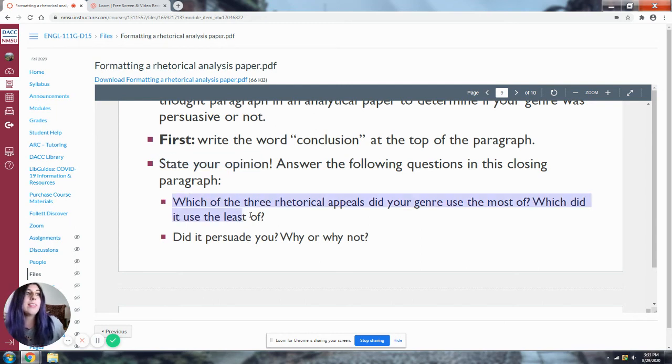But also don't forget that this is an analysis essay, so you want to evaluate here in the conclusion. That's really important. And what I mean by that is, which of the 3 rhetorical appeals did it use the most of? Which did it use the least of? Did it persuade you? Why or why not?